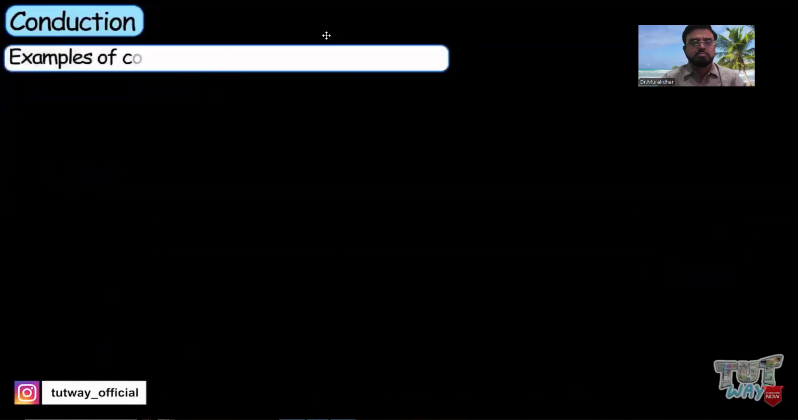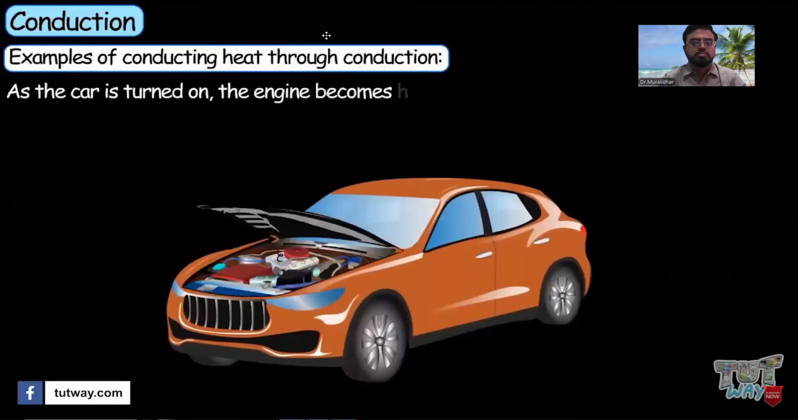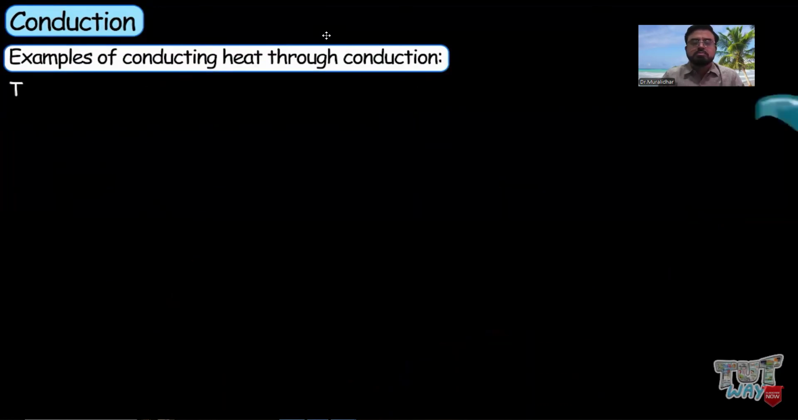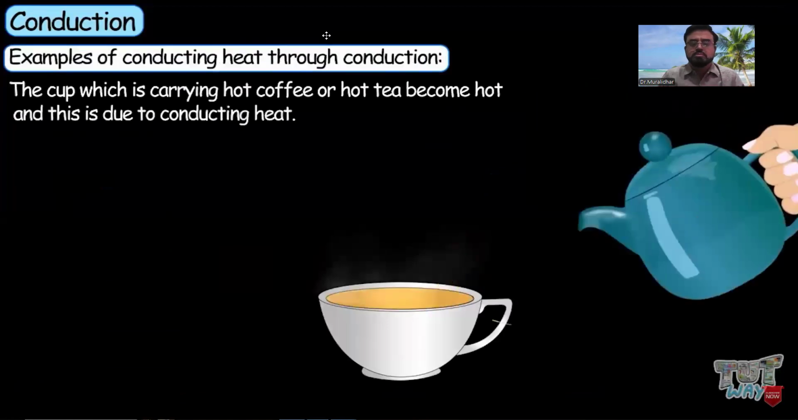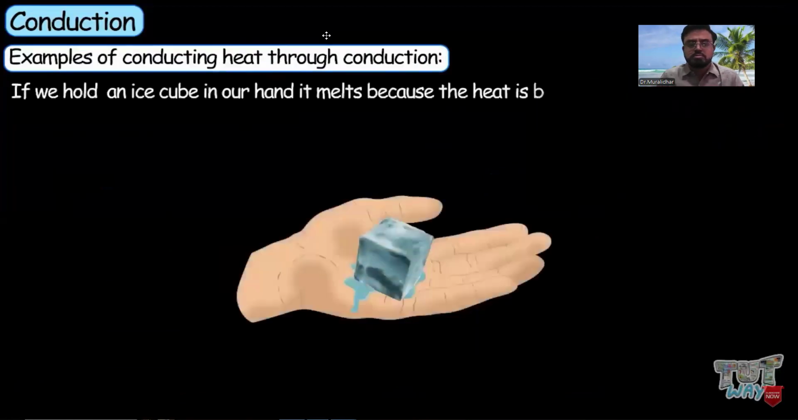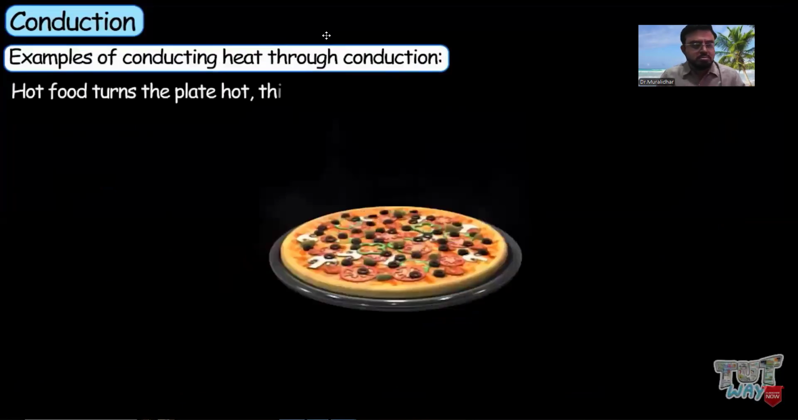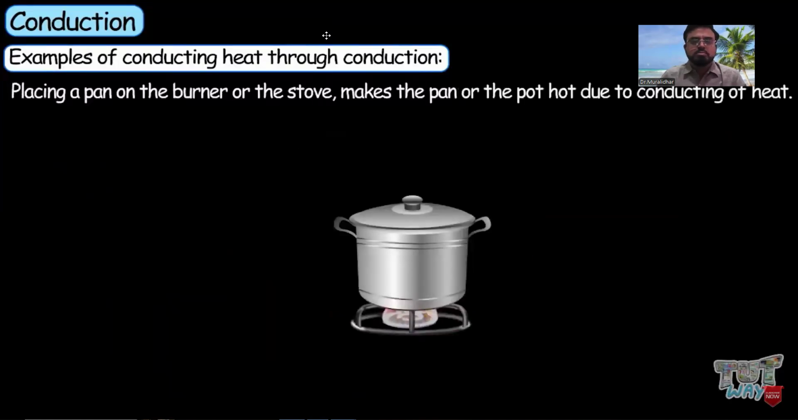Now let's have a look at some examples of conducting heat through conduction. When a car is turned on, the engine becomes hot and the hood becomes warm because the heat is conducted from the engine to the hood. The cup, which is carrying hot coffee or hot tea, becomes hot, and this is due to conducting heat. If we hold an ice cube in our hand, it melts because the heat is being conducted from our hand to the ice cube. Hot food turns a plate hot. This is also conducting of heat. Placing a pan on the burner or stove makes the pan or the pot hot due to conducting of heat.